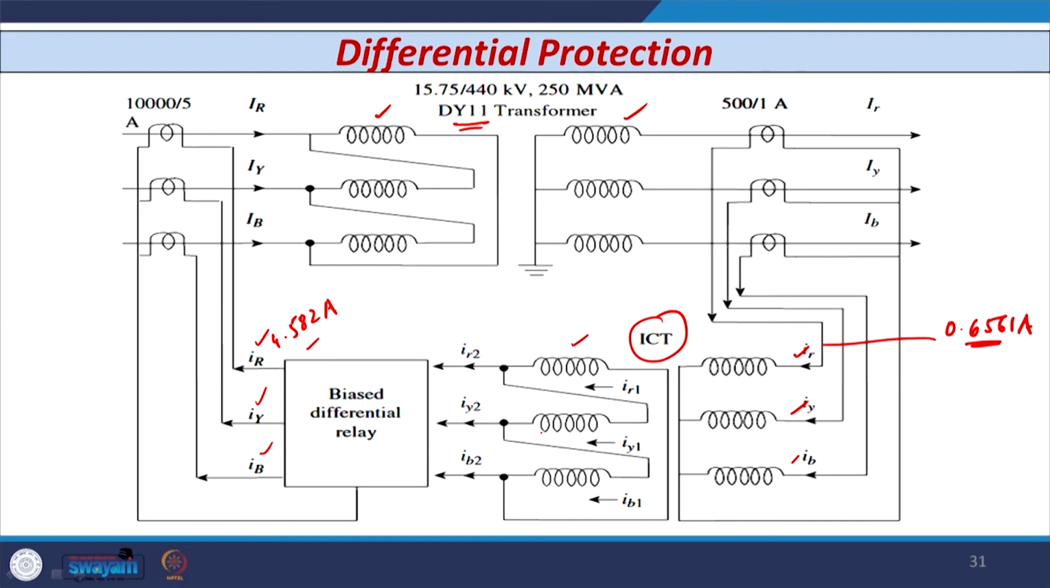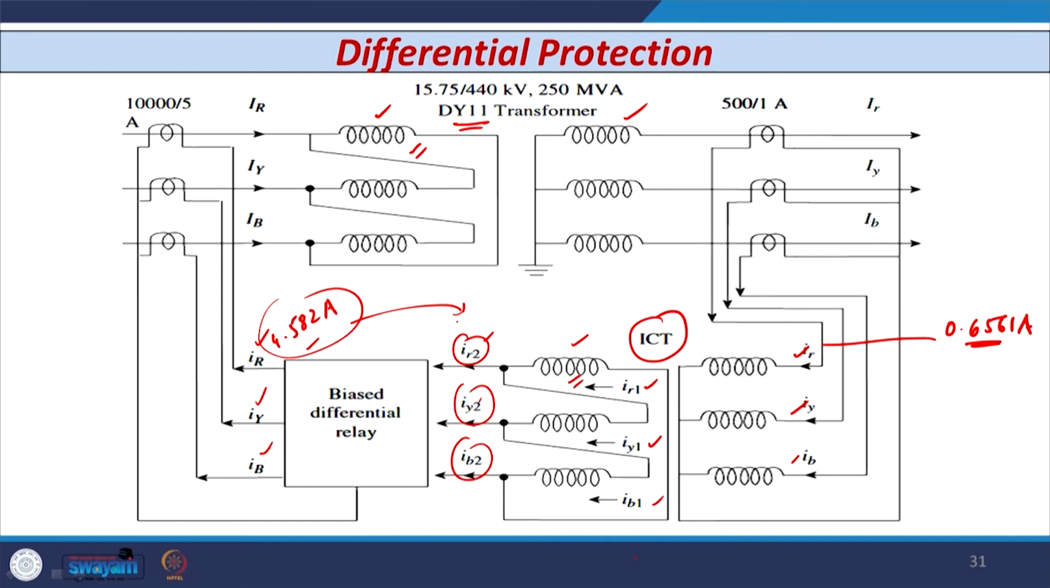So this delta connection is similar to this delta connection, you can see. The currents through this winding are IR1, IY1, IB1, and the currents available are IR2, IY2 and IB2. So let us find out these two currents. Now see, this current is 4.582 ampere. So obviously these 3 currents are also the same, 4.582 ampere, because the ratio of ICT is not given.